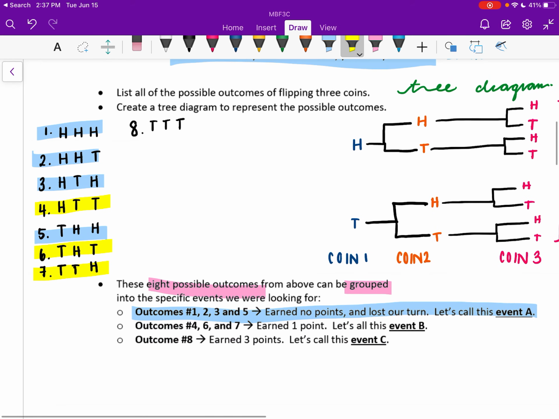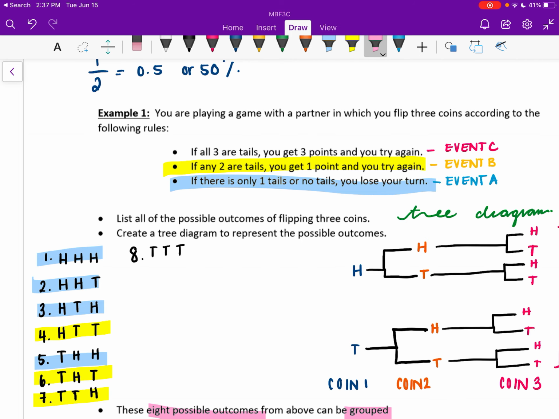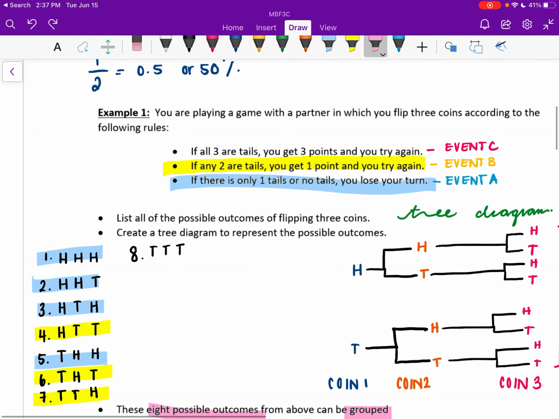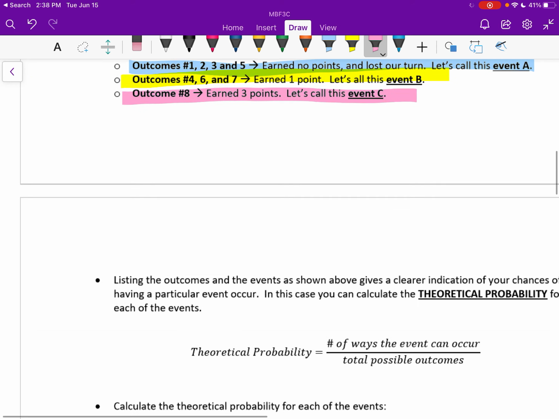So there's 3 possible outcomes that will get us to event B. And then event C, the most ideal event, which is I get all 3 points and I get to try again, is outcome 8, right? And that'll get me event C. So let's find the probability.